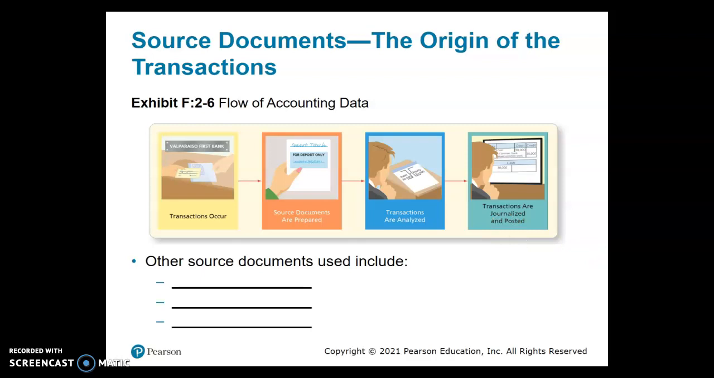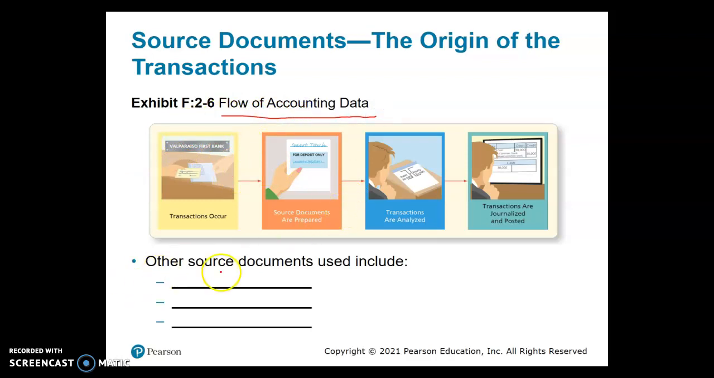So there's a loan. That first document is a loan. This one looks like it's for deposit only. That may be a check. We're going to look at that transaction and analyze it in order to prepare a journal entry. So that's the flow of accounting data. The transaction occurs, source documents are prepared, accountants analyze the information, and then we put it into a journal entry. So again, this is the flow of accounting data right here.